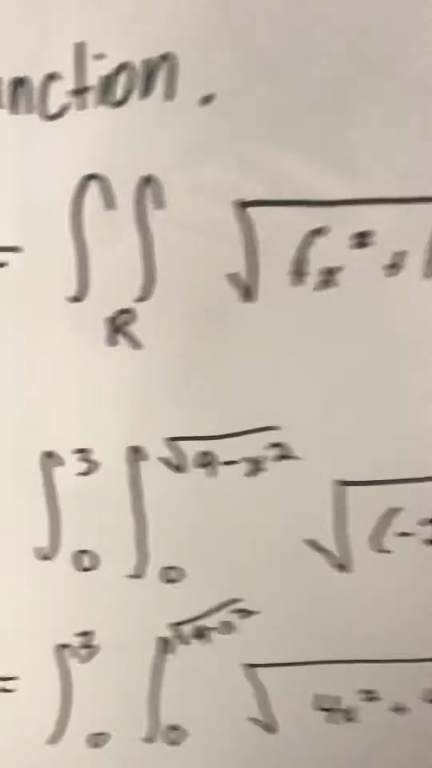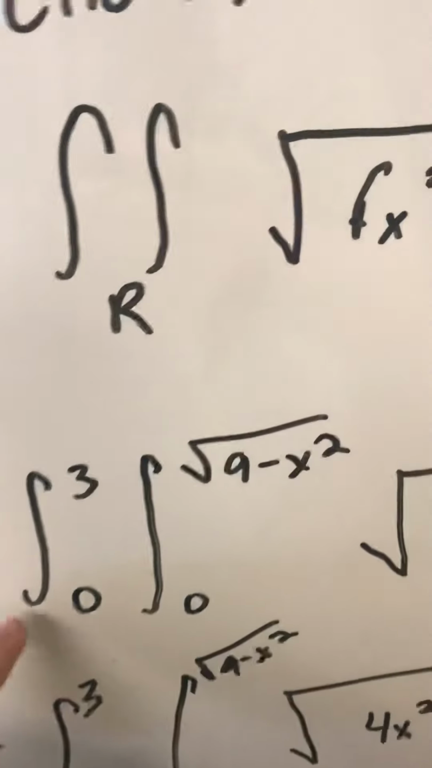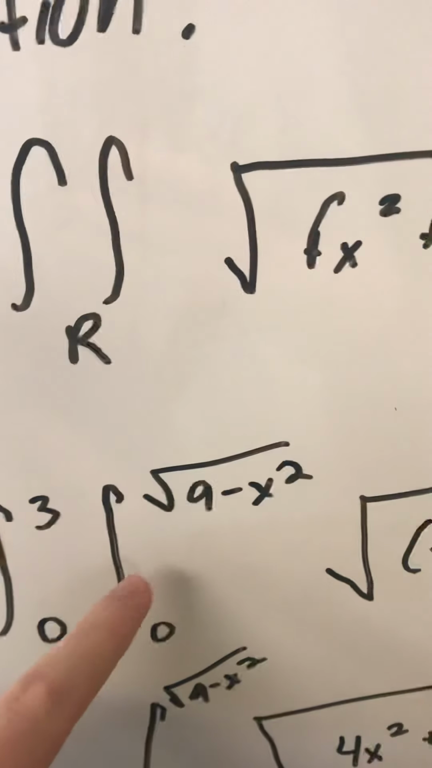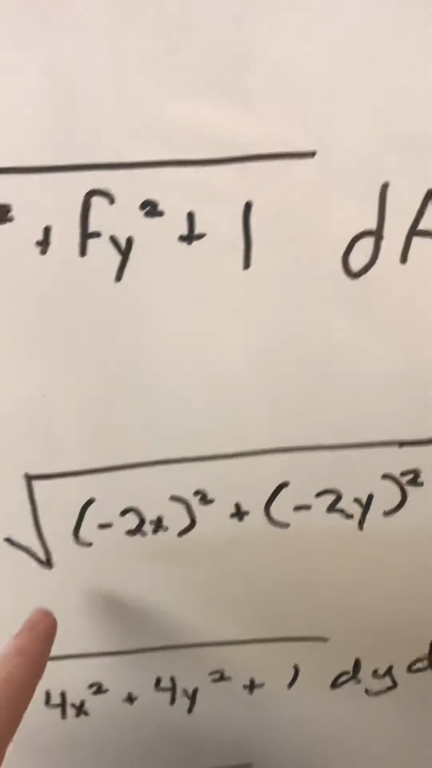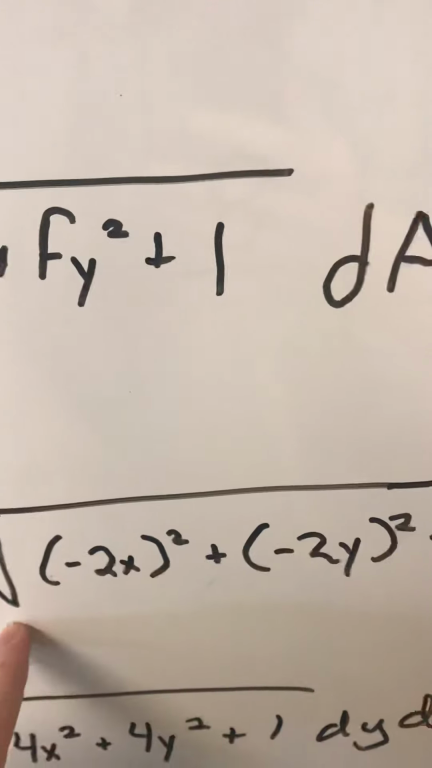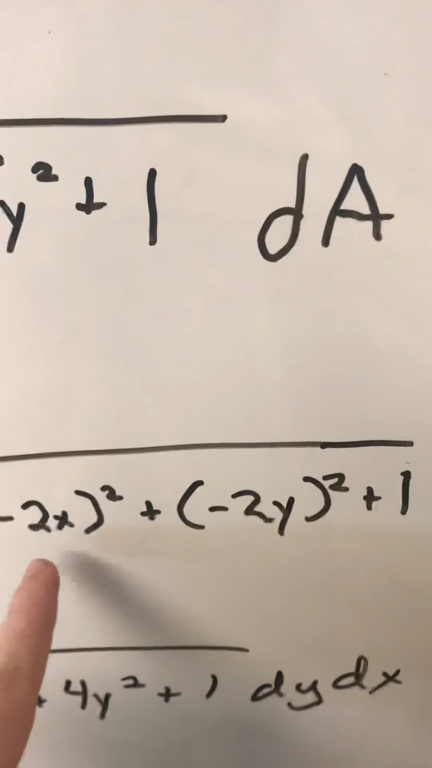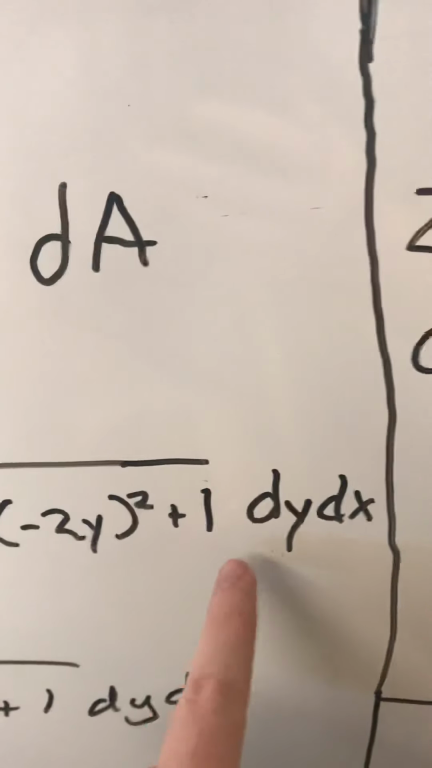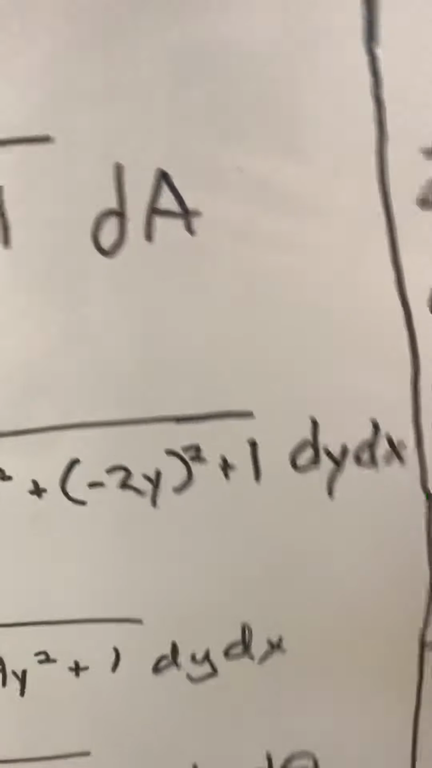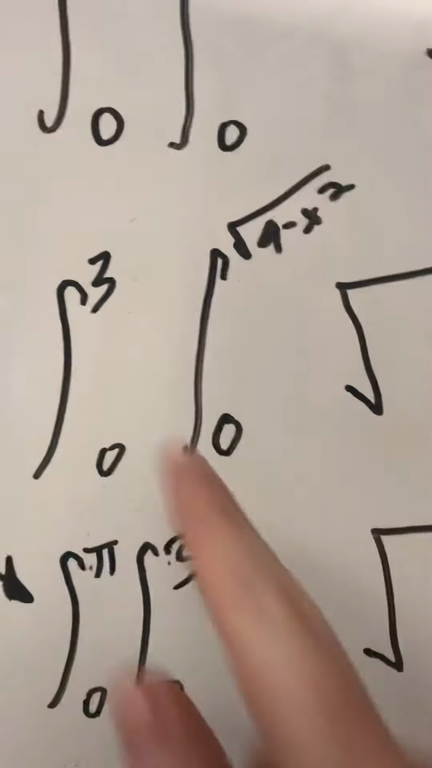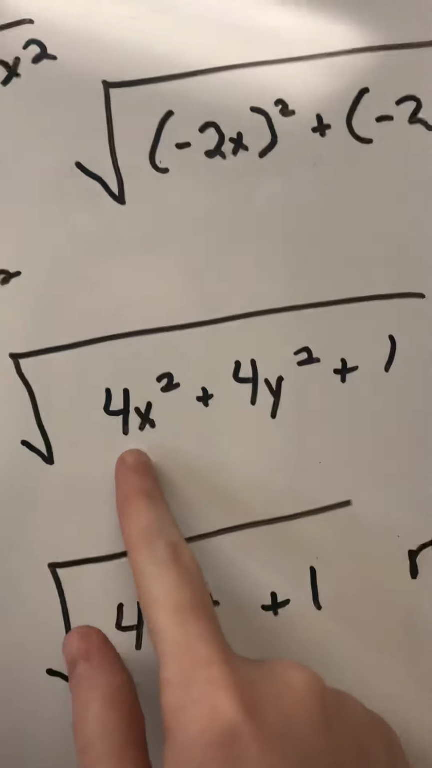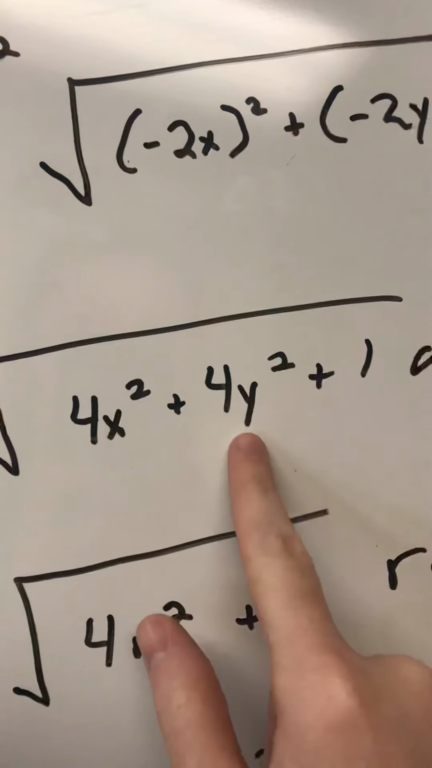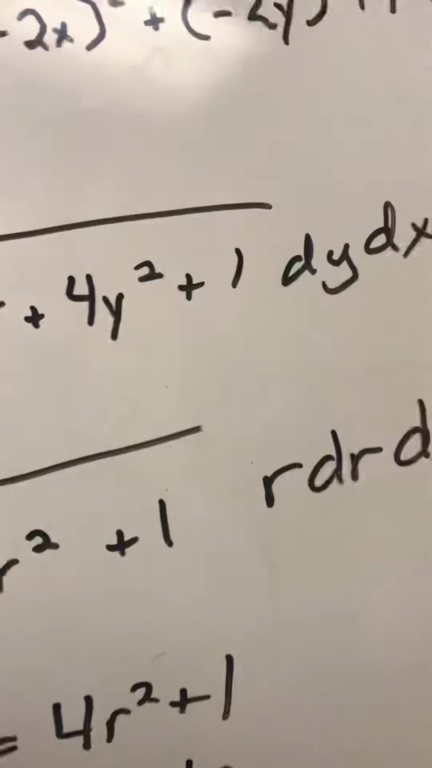So we come back over here. X is 0 to 3, y is 0 to the square root of 9 minus x squared. So now we have to take the square root of our partial squared plus 1. This is going to be dy dx. And then I just kind of simplified that out. 0 to 3, 0 to this. And then our partial squared becomes 4x squared plus 4y squared plus 1 dy dx.